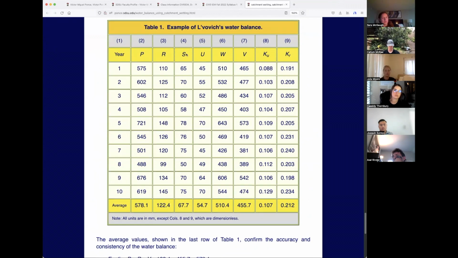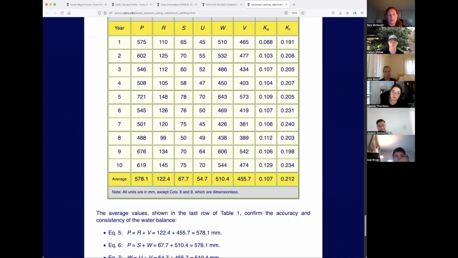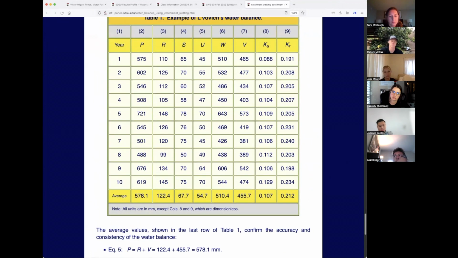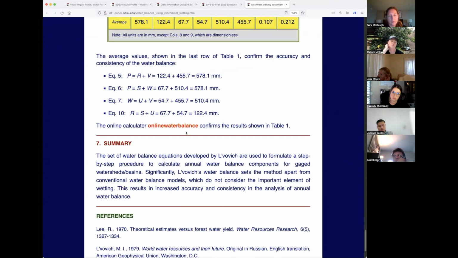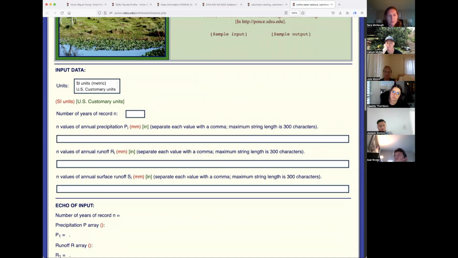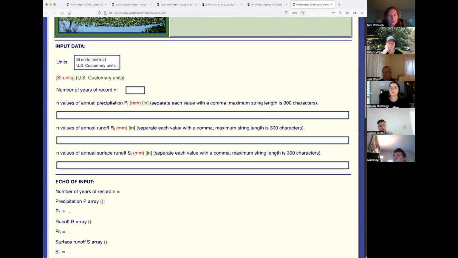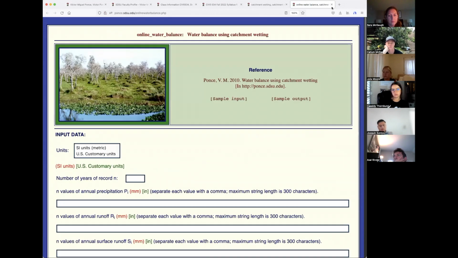Put in there the PRS. Can you see the PRS in there? The P is precipitation, R is total runoff, and S is surface runoff. Then when you come in here, you put in P, R, and S, and the number of values, in metric or US customary, it doesn't matter because it comes out total, and then you get the output, okay?